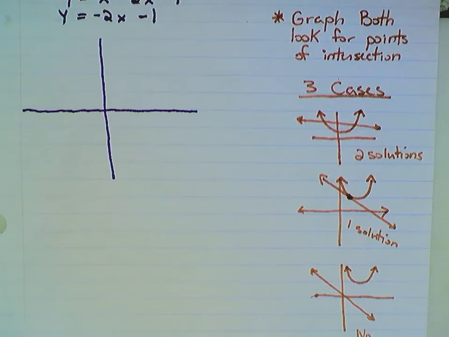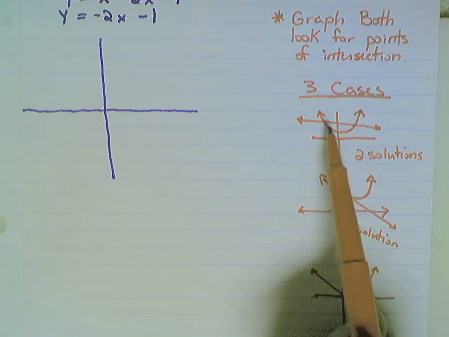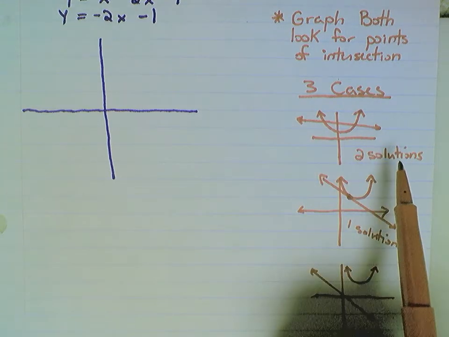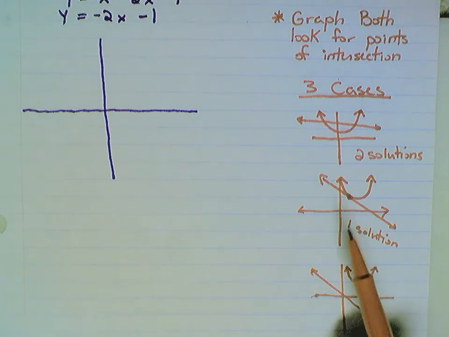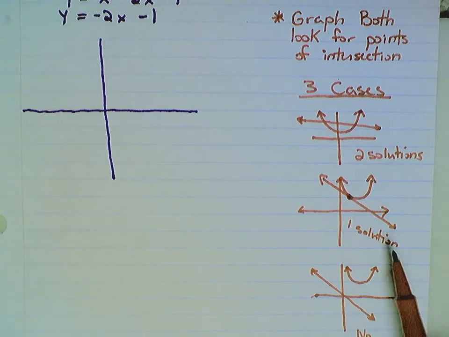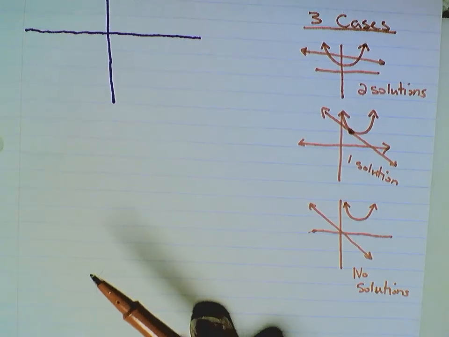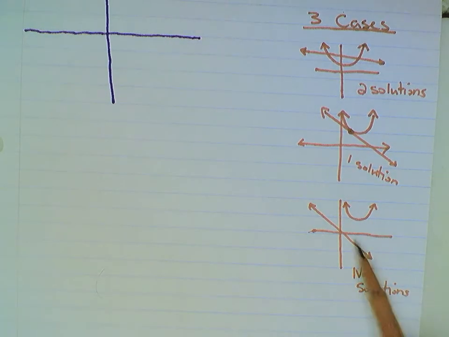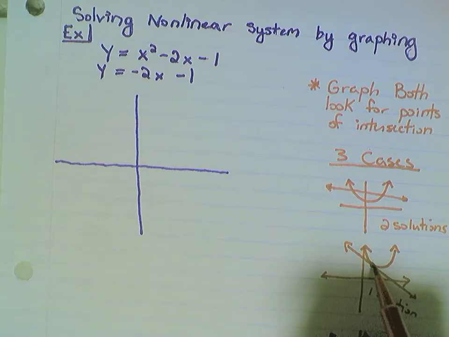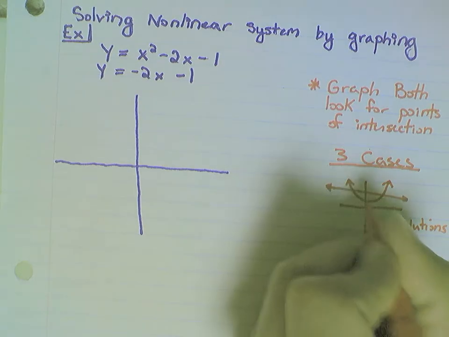Case 1 is you graph both functions, and when they cross each other they hit twice, so you have two solutions. You can also have a situation where you graph both functions and they hit once, where you have one solution. And then you can also have it where you graph both equations and they don't hit and you have no solutions. So really the idea, once again, is that your solutions are going to occur at points of intersection.